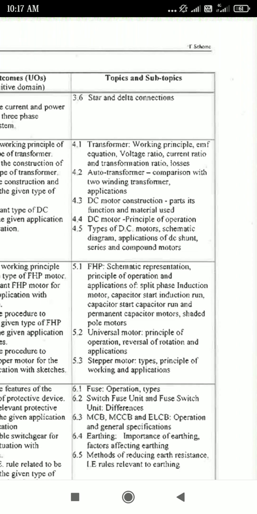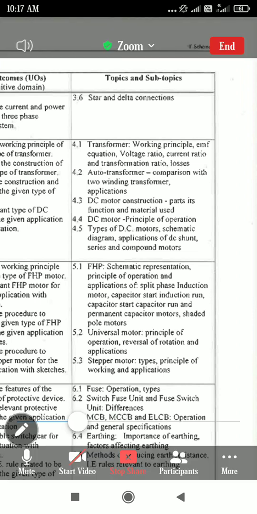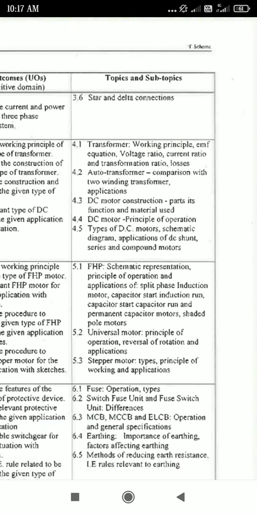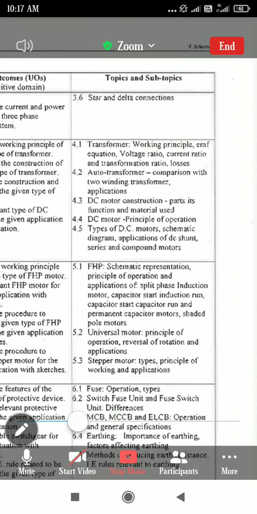Then the next point: the losses that happen in a transformer. There are different losses. We know that there are iron losses and core losses, the types of these losses, and the formulation of those particular losses. Then the next one is the auto transformer.